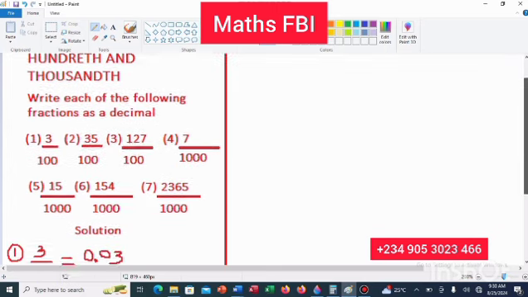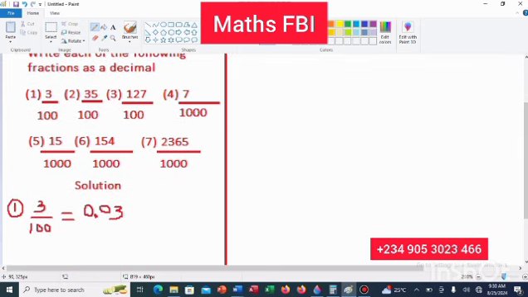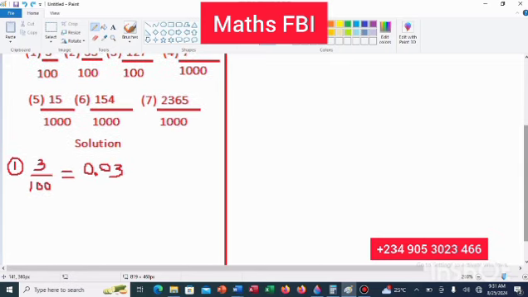Okay, so like I said, how many zeros do you have in the denominator? On the denominator you have only 2, so you must have 2 digits to the right of your decimal point. That is the answer to question number 1. Then question number 2.